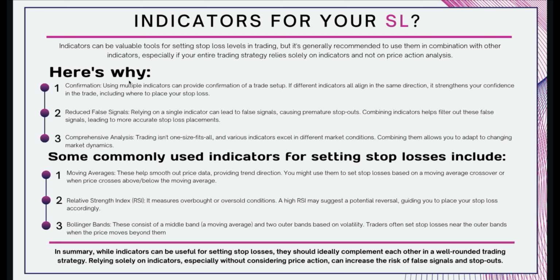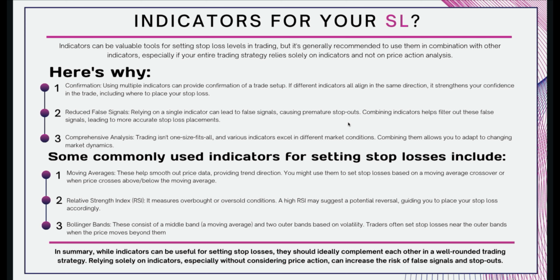Now, here is why. Confirmation. Using multiple indicators can provide confirmation of a trade setup. If different indicators all align in the same direction, it strengthens your confidence in the trade, including where to place your stop loss. Next is reduce false signals. Relying on a single indicator can lead to false signals. So the problem here, guys, if you're trying to combine price action with indicators for your stop loss, you might want to add another indicator to confirm the one that you're using for your stop loss. I know it's a big deal.